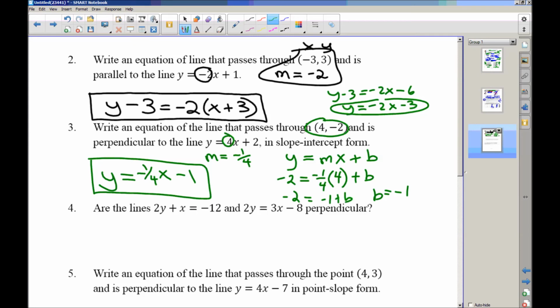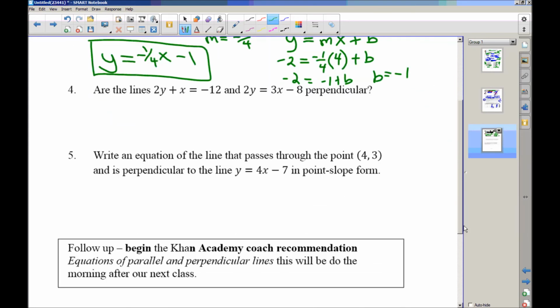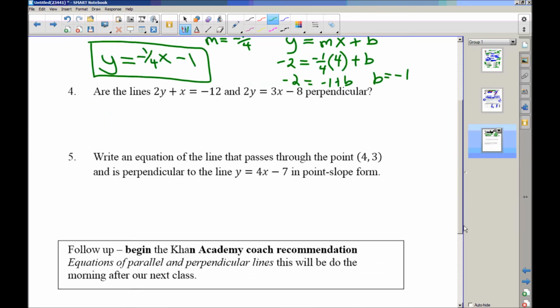Right, number 4. Are the lines 2y plus x equals negative 12 and 2y equals 3x minus 8 perpendicular? Now the only way to tell this is to find their slopes and see if they're the opposite reciprocals. So we'll find the slope over here by solving for y. I'm going to subtract x from both sides to start with. Oops, that'll be minus x. And I should probably put the minus x in the front. And then I'll divide by 2, and I'm going to get negative 1/2 x minus 6.